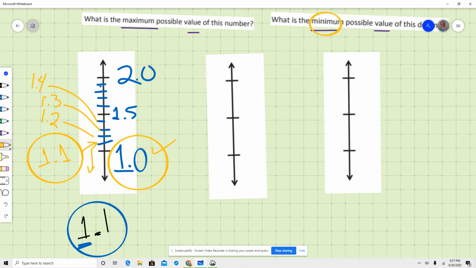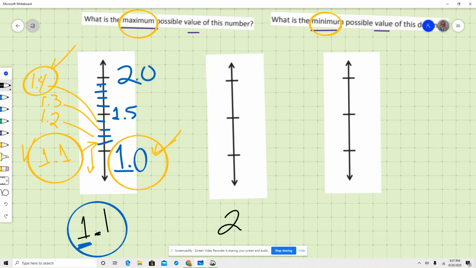Okay? So now here's the next part. What is the maximum possible value of this number to be rounded to 1? And the maximum possible value of this to round 1.1 to 1 is 1.4. So this is the minimum and this is the maximum. Okay, let's do one more so you can understand it better.